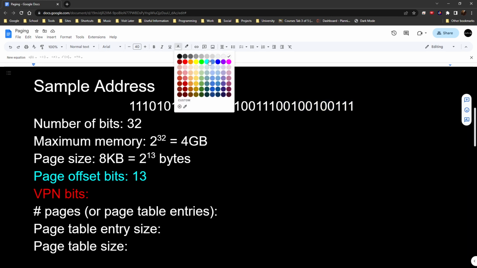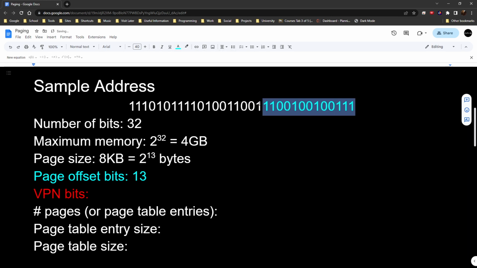I'm going to color them blue. So it's saying here's whatever page I'm accessing, and now this is the memory within that page, within that 8 kilobytes, that I want to access. That's the page offset.